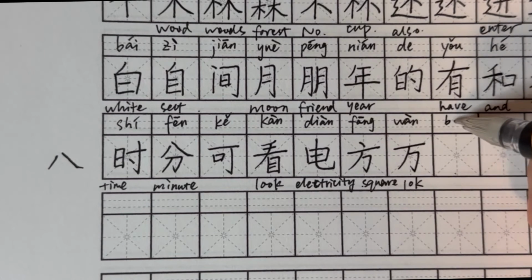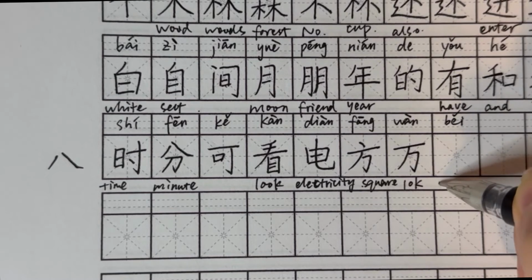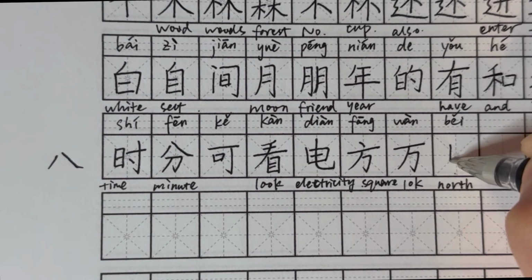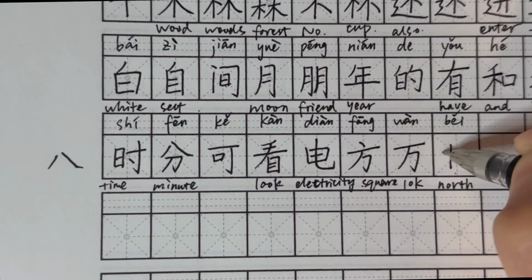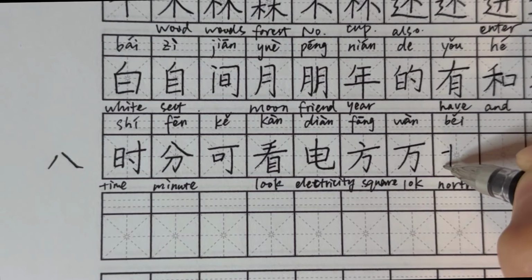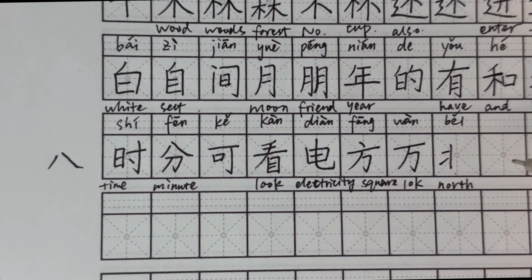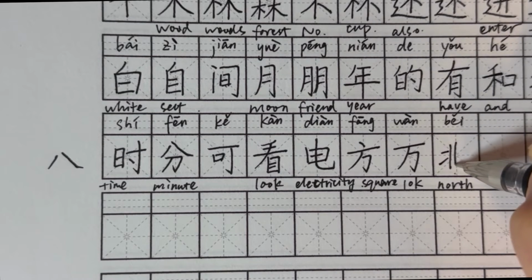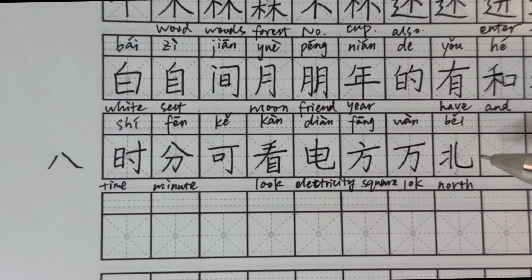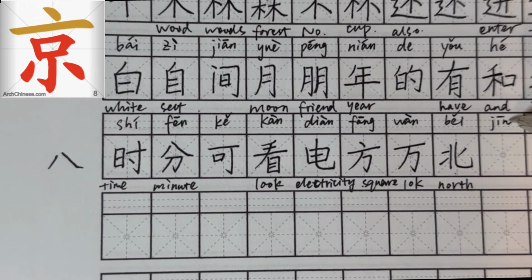Alright, next one. 北 means north. 竖. 横 and then 提. 竖弯钩 and then 撇. Next character, 京. Okay, 京 has a meaning of capital. 北京 Beijing.